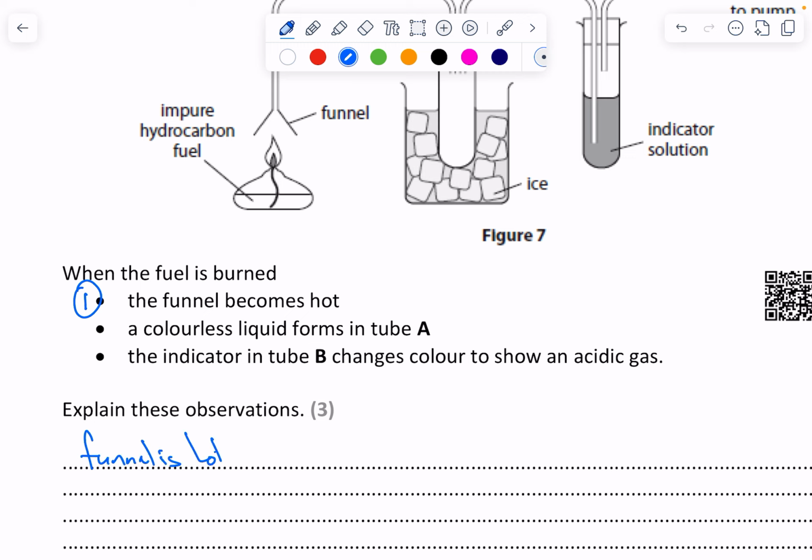Funnel is hot as the burning is exothermic and releases energy.